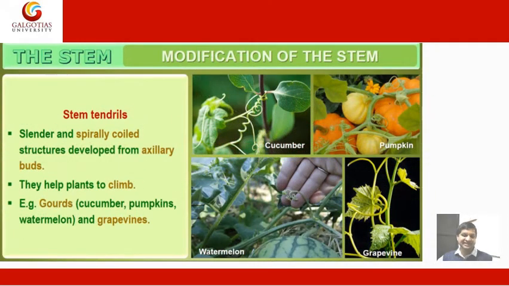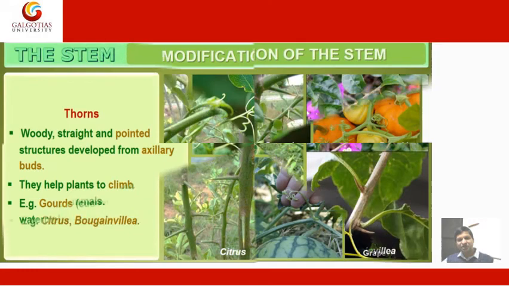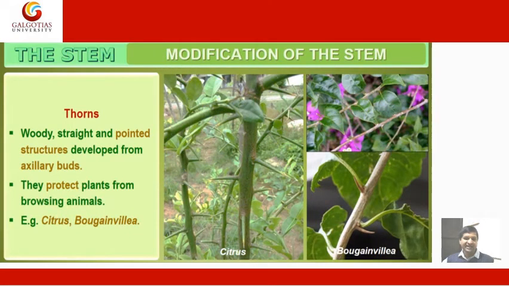Stem tendrils, cylindrical and spirally coiled structures developed from axillary buds. They help plants to climb, that is gourd, cucumber, pumpkin, watermelon, and grapevines. Thorn, woody, straight and pointed structure developed from axillary bud. They protect plants from browsing animals, that is citrus and bougainvillea.